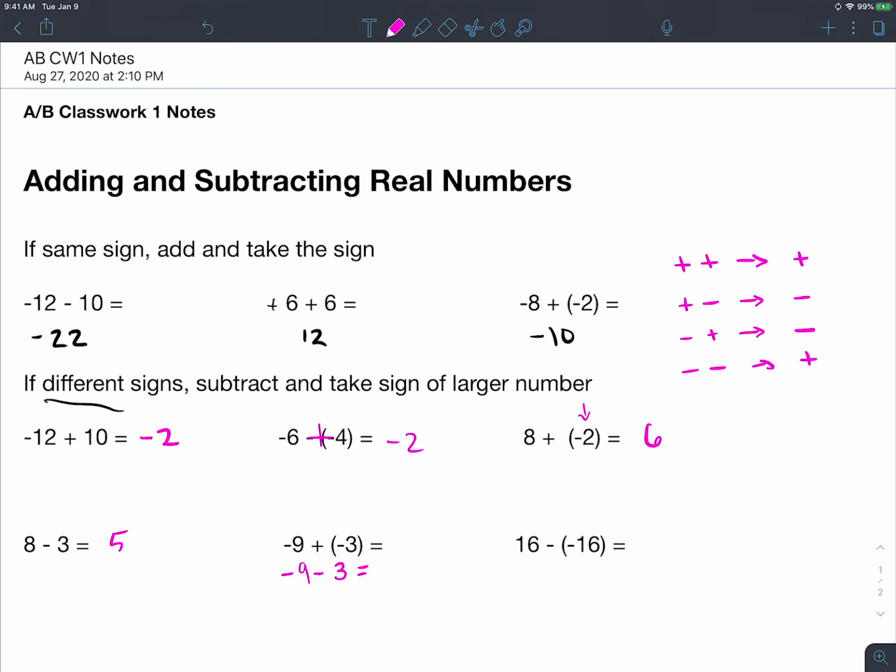And negative 9, you're 9 in the hole, and then you go another 3 into the hole. And so when the signs are the same, we add and take the sign. So negative 12. Then 16 minus a negative 16. That minus a negative, we can just make it a plus. 16 plus 16, because of what I just said up here in this chart. And we are done.